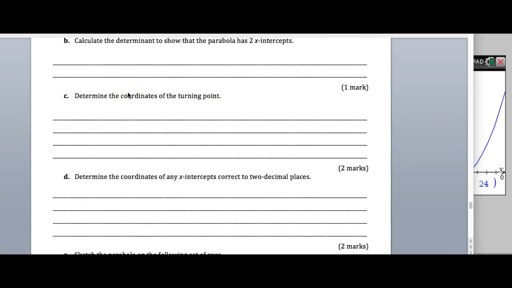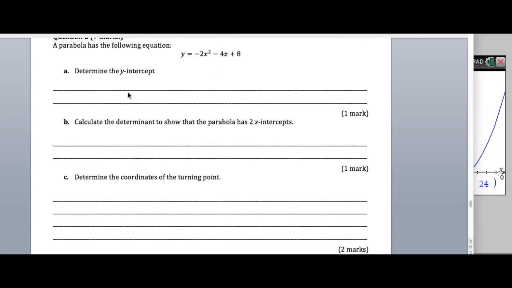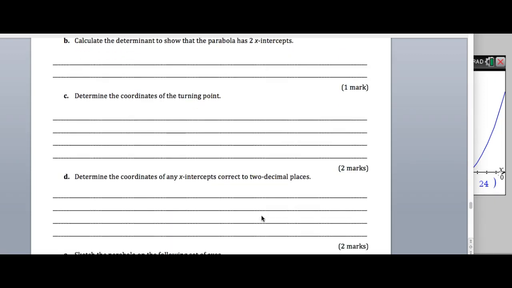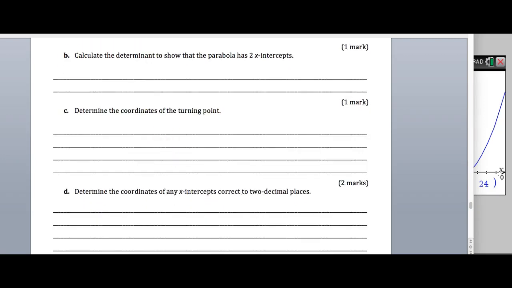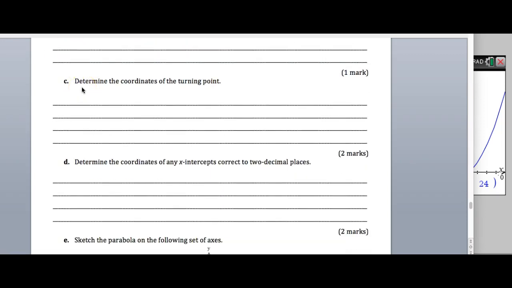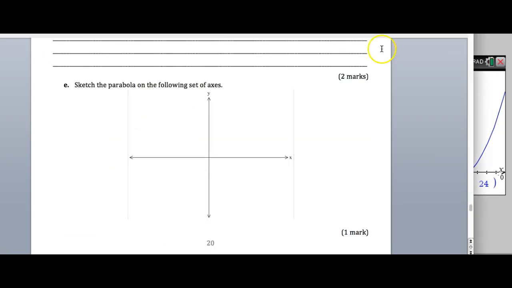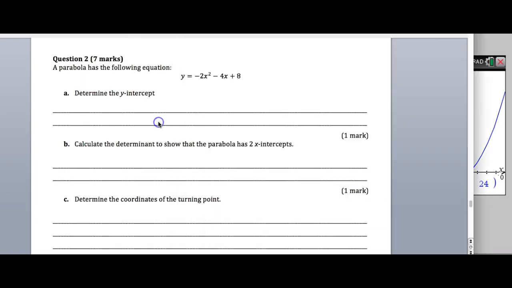Determine the coordinates of any x-intercepts correct to 2 decimal places. Because it's worth 2 marks, you shouldn't really be using your calculator. You should be doing it by hand. For this one, I would use the quadratic formula. I'm not going to use the quadratic formula here because you should know how to use it. I'm just going to skip to the sketching, but I've forgotten the quadratic.